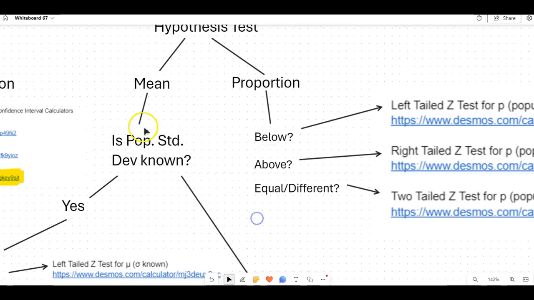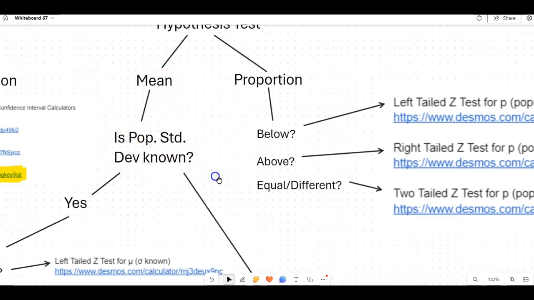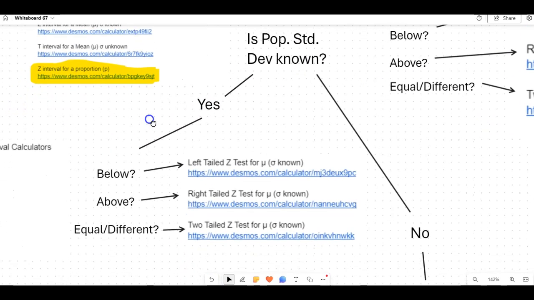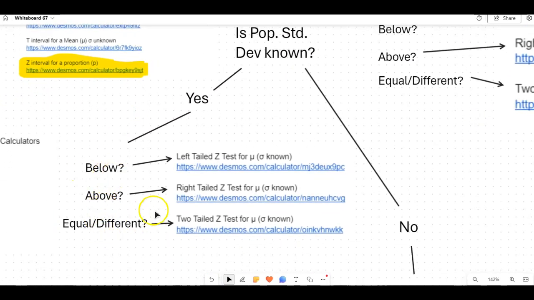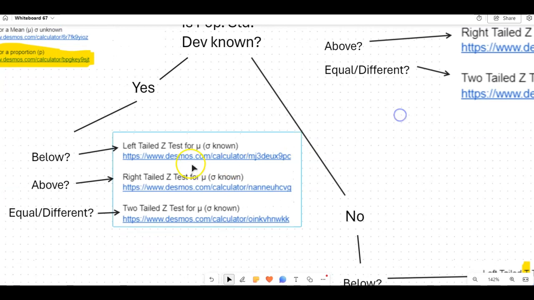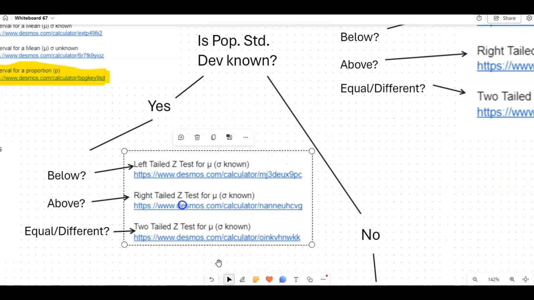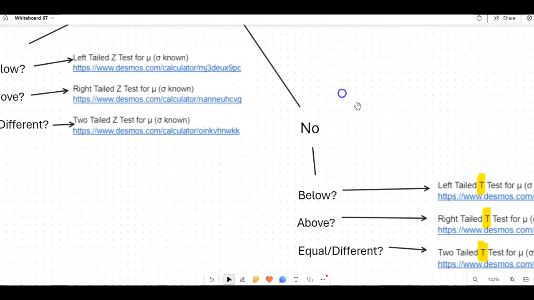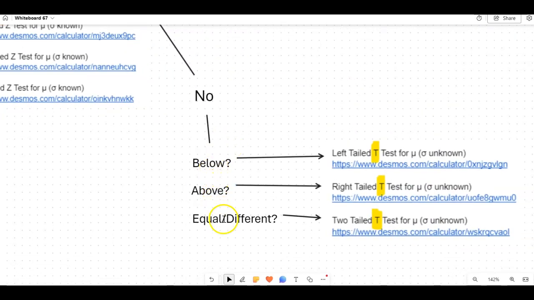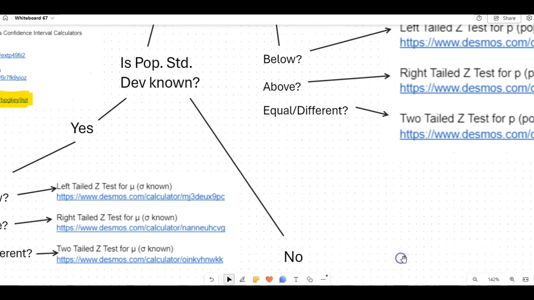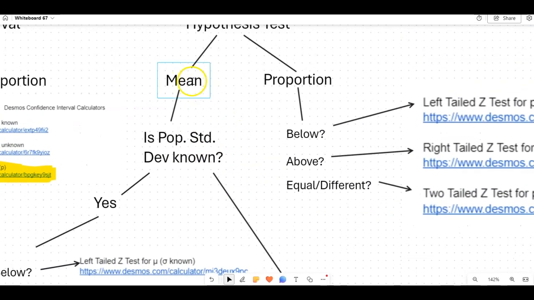Now, the same thing happens once we break down the mean into: do we know the population standard deviation or not? If we do, then we go into the question: do I have wording that says it's above, below, or different? If so, it's a left-tailed or right-tailed z-test, like it was for the proportions, but now it's a z-test for a mean, because it is about a mean and I do know the population standard deviation. But if I don't know the population standard deviation, when I answer those above, below, and if it doesn't state it, then I'm doing a left, right, or two-tailed t-test. So again, t corresponds to not knowing the population standard deviation and a test about a mean.